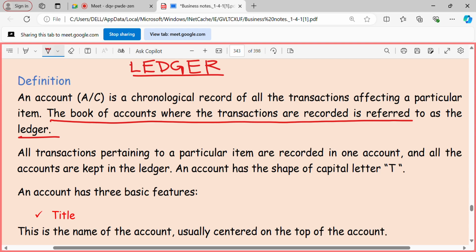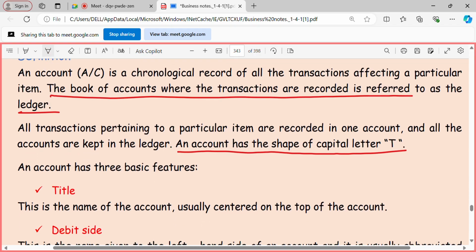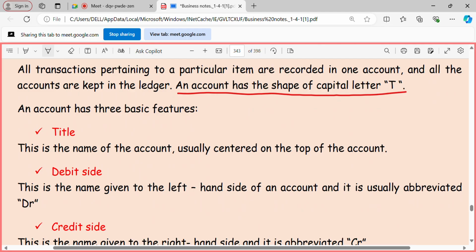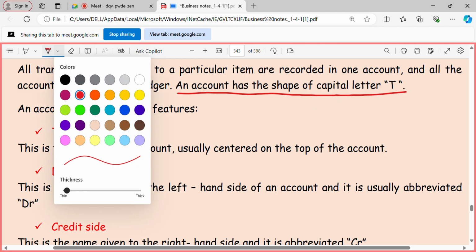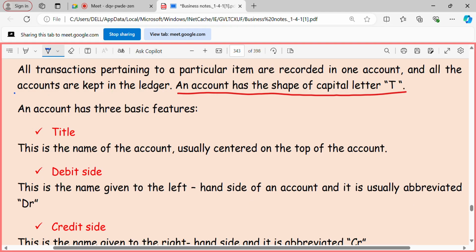Then it has a format. An account, its format is in the shape of a T. Always it is in the shape of T, because if I give you the sketch of a ledger, you'll have something like this, where you have the DR, then you have the CR, then here you write the title. So you write the title, then you say account, A stroke C.